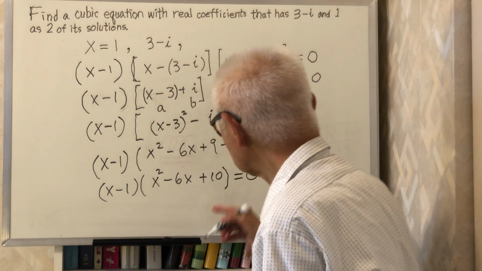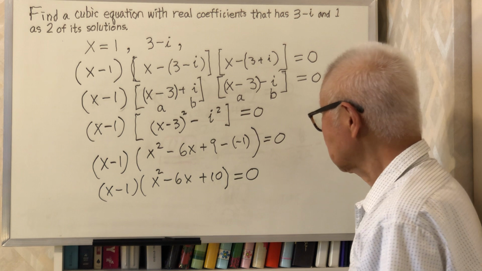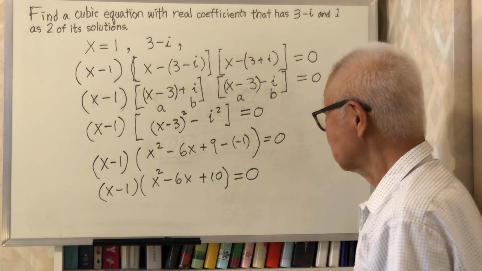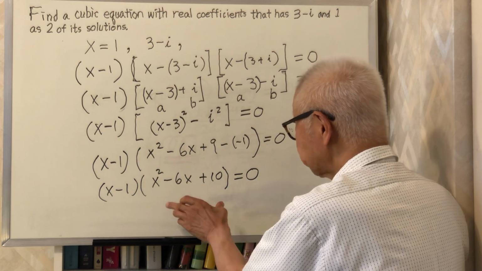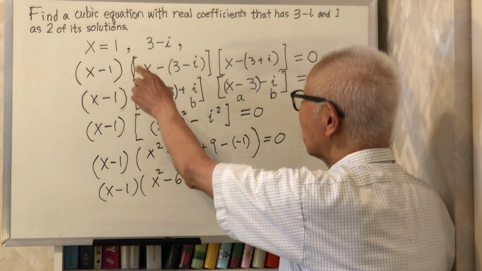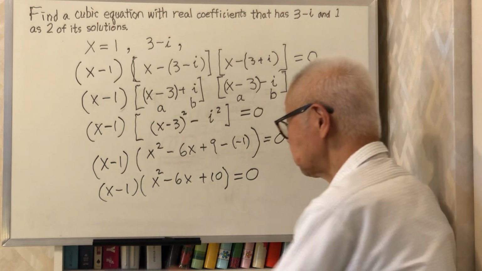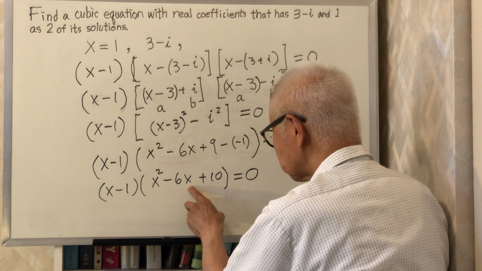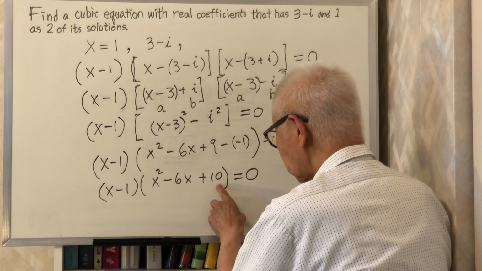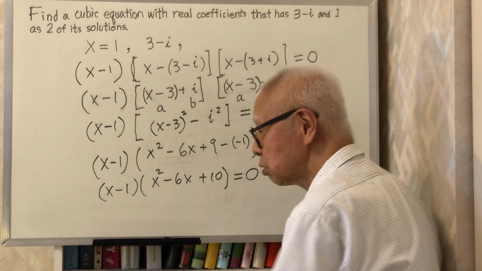Right? 9 plus 1 is 10. Now, this, you need to expand it. After you expand it, you have the cubic equation. So you multiply x and x squared, multiply x and minus 6x, multiply x and 10, and then minus 1 times x squared, and so on, so forth.